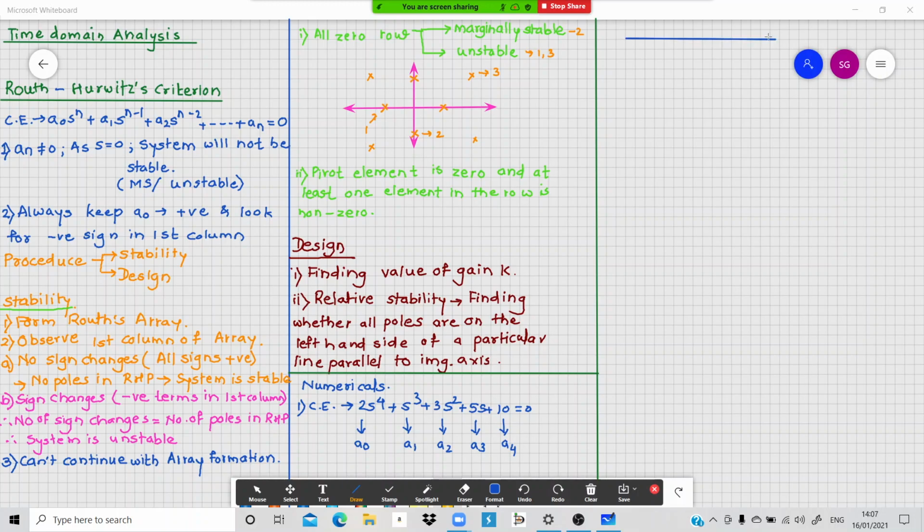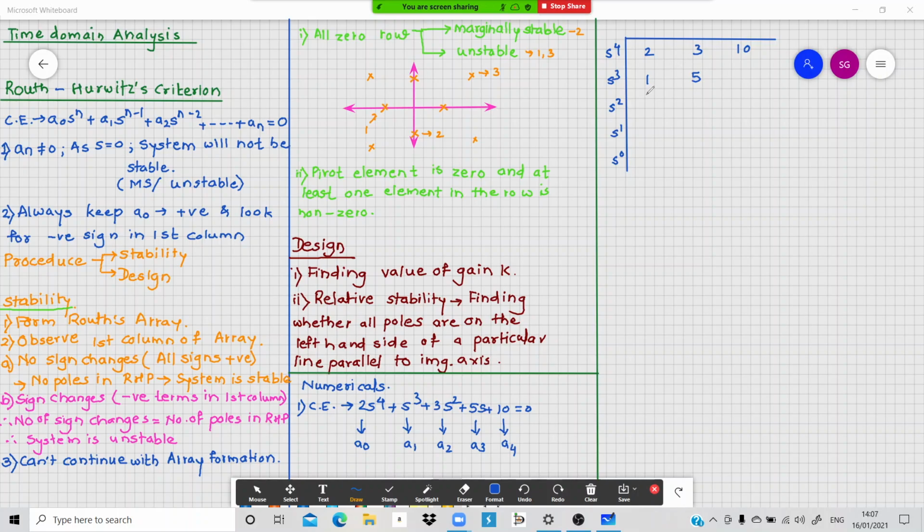I'll not go for detailing of all those things. So what you are going to have: s raised to 4, cube, square, 1 and 0. So you are going to have 5 rows. How do you go for all the even suffix? I'm considering even suffix. So 2, 3, 10. Okay, and then 1, 5.